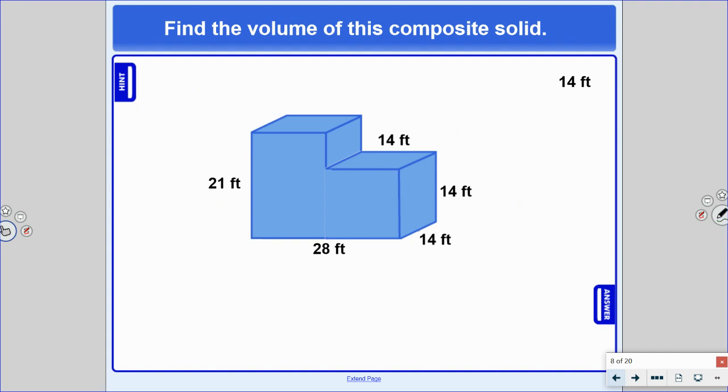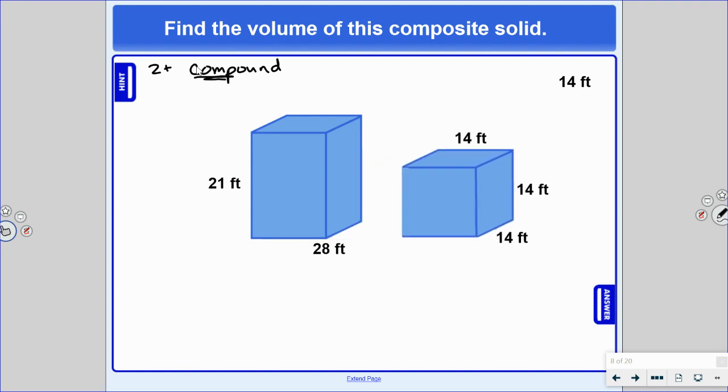What if we have a composite figure? Now think about the word compound in science is a substance that's made up of 2 or more different elements. And if you look carefully at this shape, you could split it apart into 2 different prisms. Now that's not a big deal for the first one, because you'll notice that we have a rectangular prism that is 14 by 14 by 14.